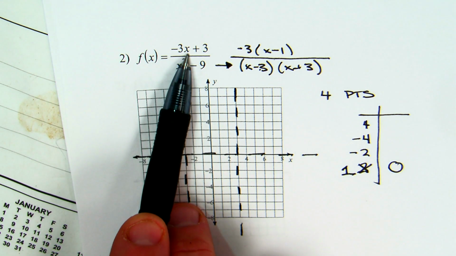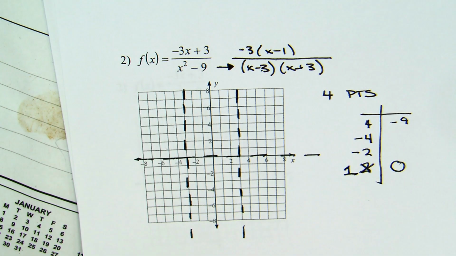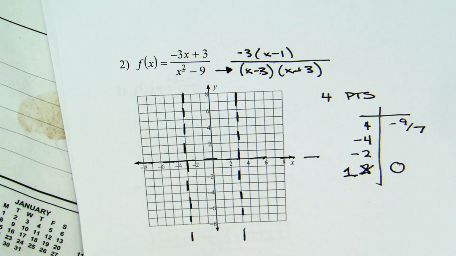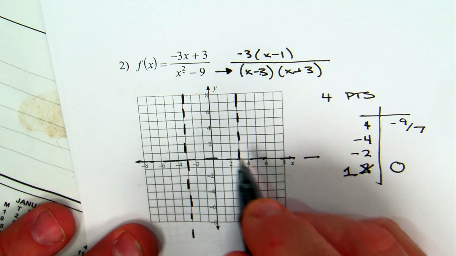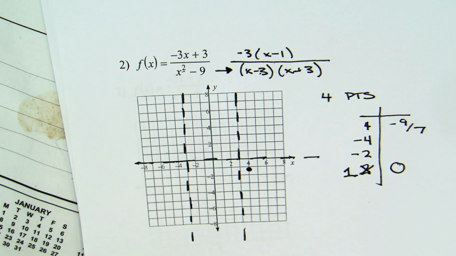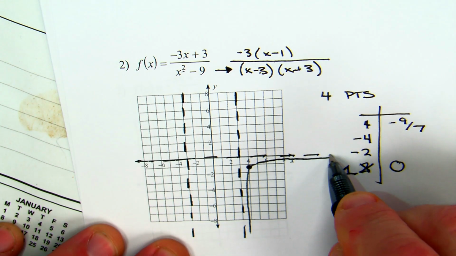Negative 3 times 4 is what? Negative 12. Negative 12 plus 3, negative 9. 4 squared, 16. 16 minus 9, 7. Negative 9 sevenths, feel free to estimate in your calculator. It's about negative 1.3. So at 4, negative 1.3 is there. Can you then create your graph from that, on that side? Yes. What are you going to make sure you hug? Because they always need hugs. The asymptotes.